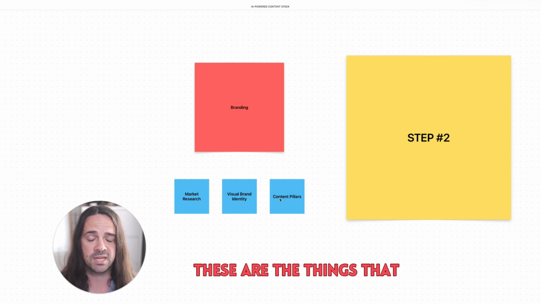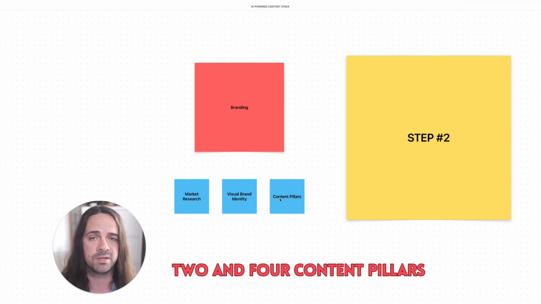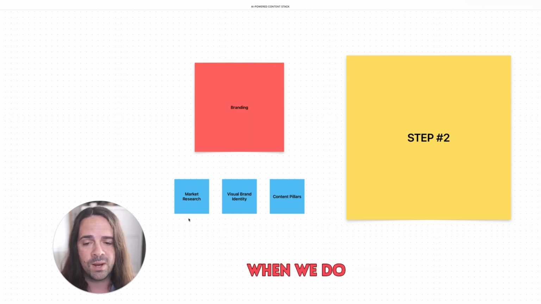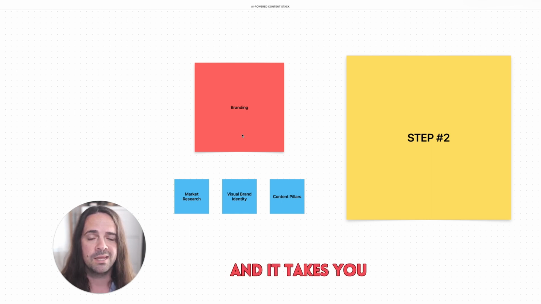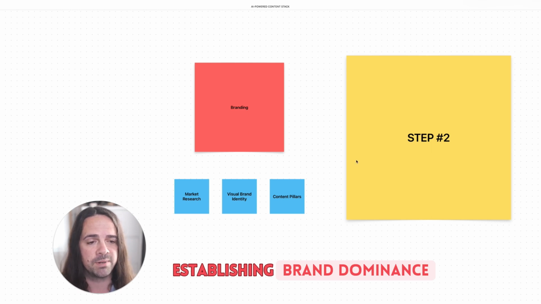These are the things that you'll be talking about, right? And we typically do between 2 and 4 content pillars. Usually 3 is the sweet spot. When we do all of these things combined, it really builds familiarity and trust in your market, and it takes you that first step toward establishing brand dominance in your local market.